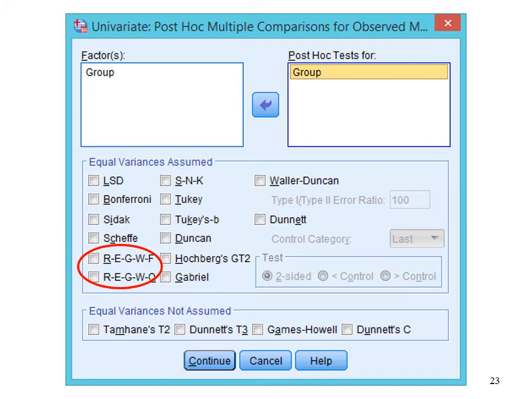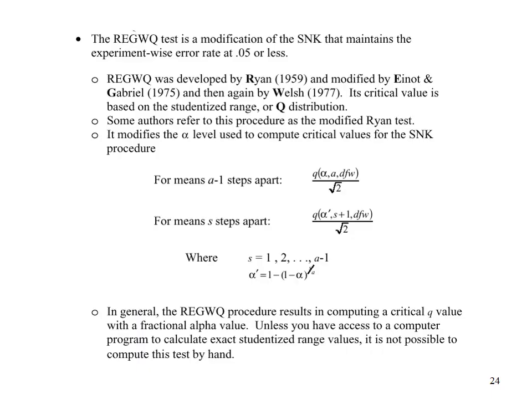Now we have a few more of these multi-authored post hoc tests. You'll notice there are two that are very similar. They start with REG. These stand for Ryan, Einot, Gabriel, Welsch. As you can see by date, Ryan wrote it first, modified by Einot, Gabriel, and Welsch, so they decided to give credit to everyone. It becomes the REGW. Those are the first four letters.